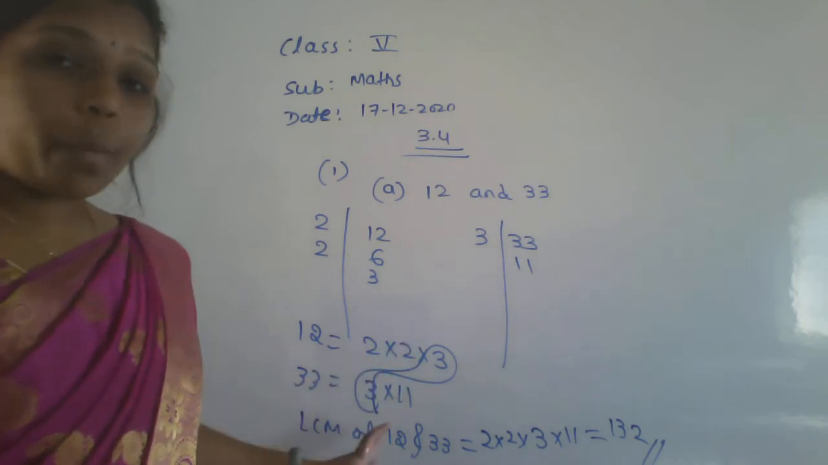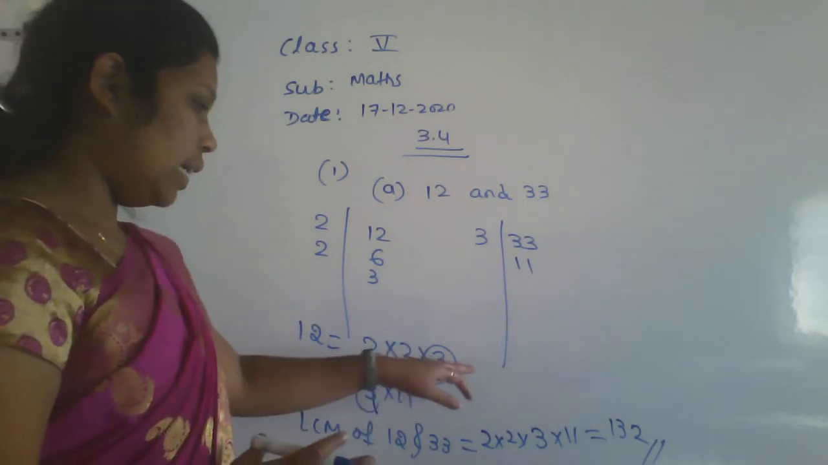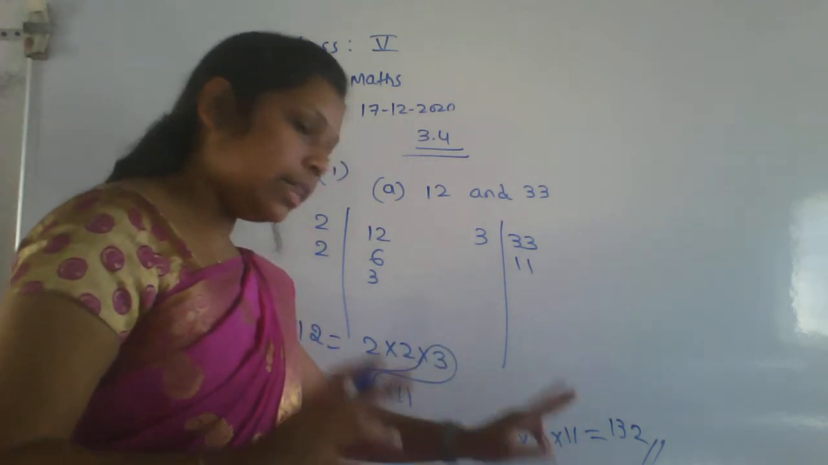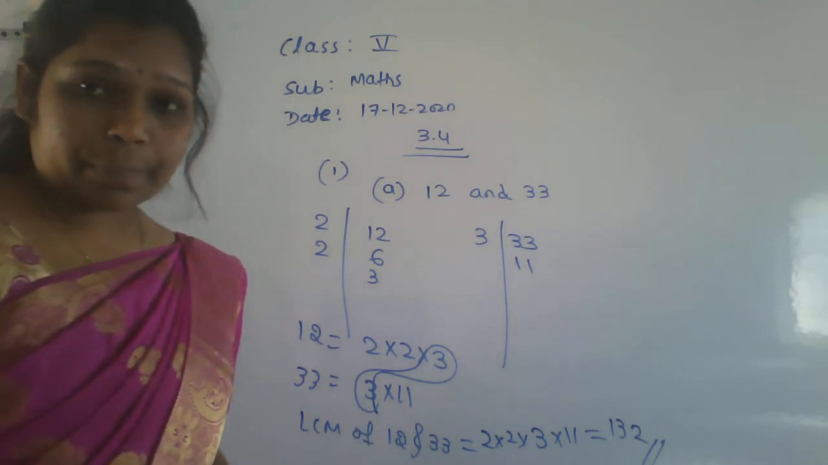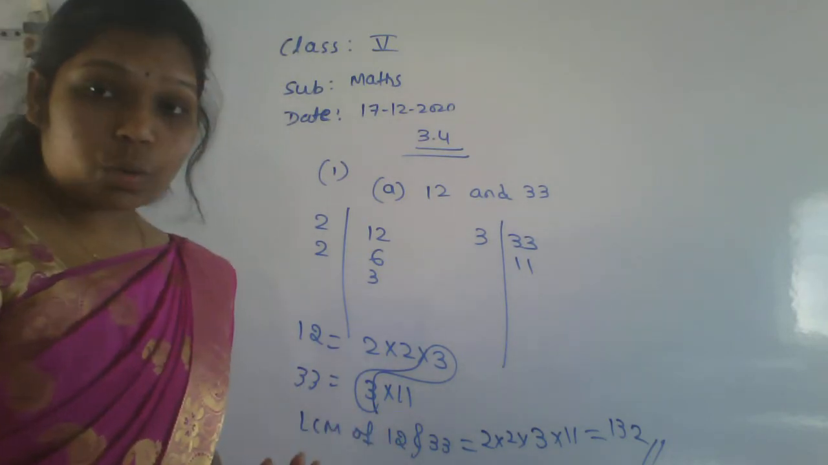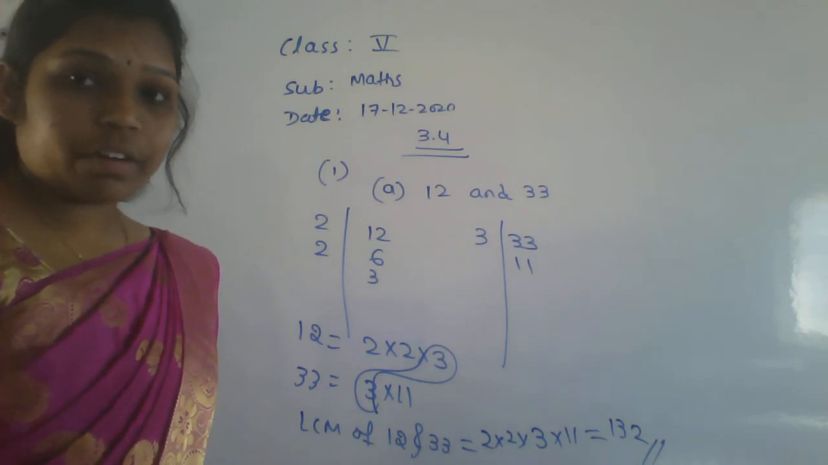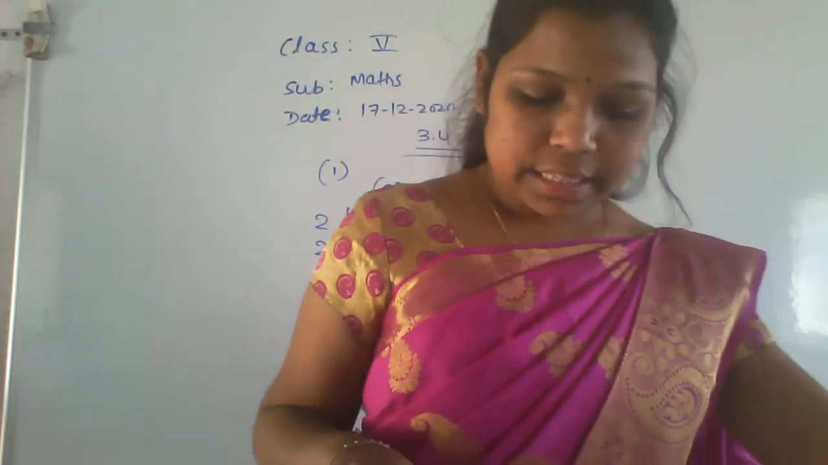Whichever number is common, you have to take only one time. Here 3 is common, so I am taking 3 only one time. The other numbers you have to write and multiply. That is the LCM of the given two numbers. Hope everyone understood. Next we'll do the B question.